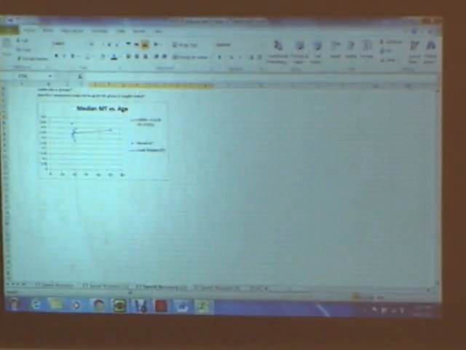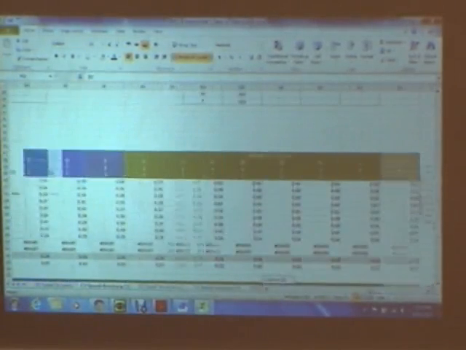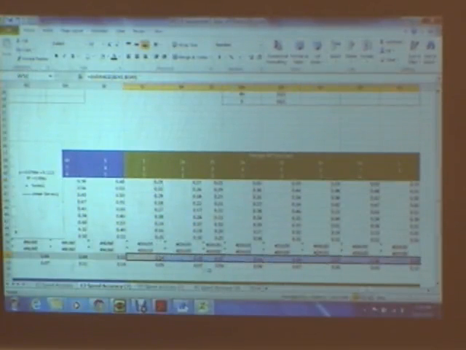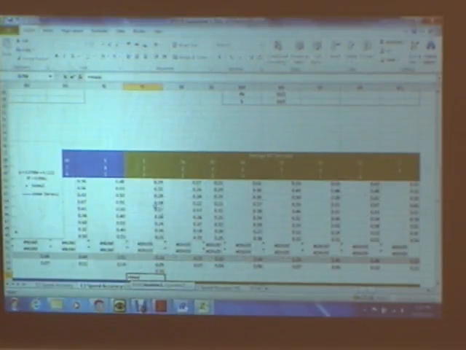Okay, so now I kind of showed you how to calculate these values. At the bottom, you can do the basic descriptive statistics. You can do averages. Then you can do standard deviation, which I showed. But you can also do min and max.